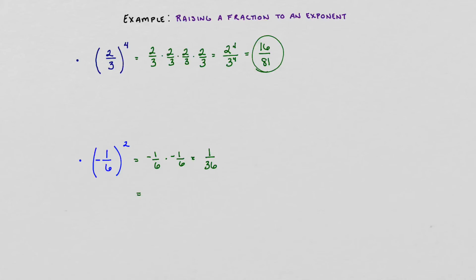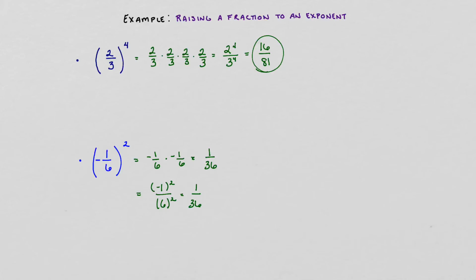So this could become negative 1 squared all over 6 squared. Negative 1 squared would be a positive 1, and then 6 squared would give us 36. So maybe you are asking yourself, well, how did I know that the negative belonged to the 1 and not to the 6? Or maybe the question was, how come the negative doesn't go to the 1 and the 6?